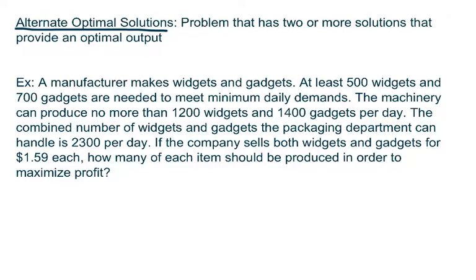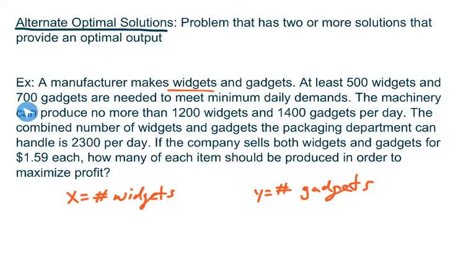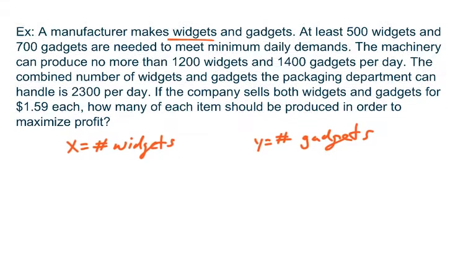All right, let's start by defining our variables. Remember, step one is to define the variables. So let's say x is equal to the number of widgets, which then means y should be the number of gadgets. Okay, so there's our definition of variables. Now let's talk about the constraints that we are under. We need to make at least 500 widgets and 700 gadgets. So there are a couple of inequalities that we can write right there.